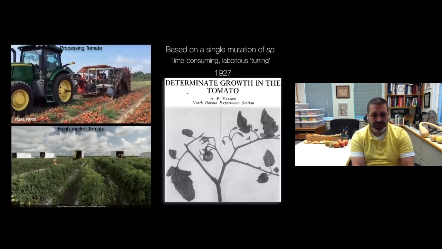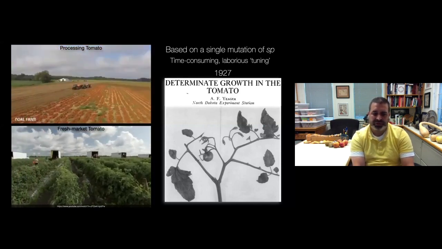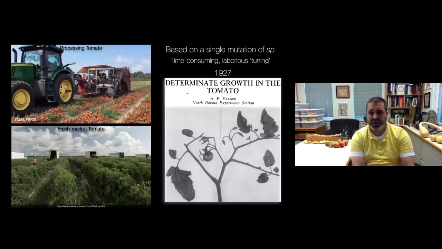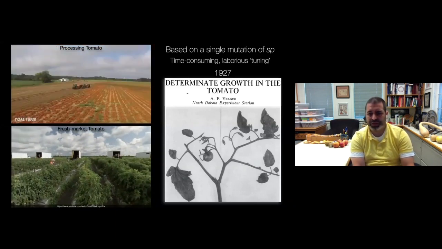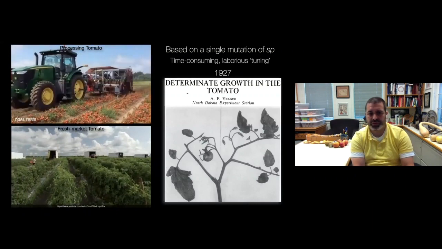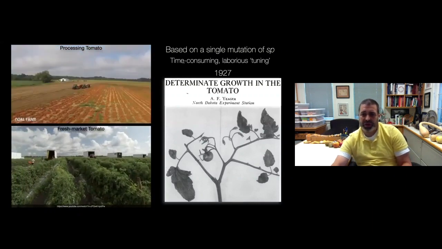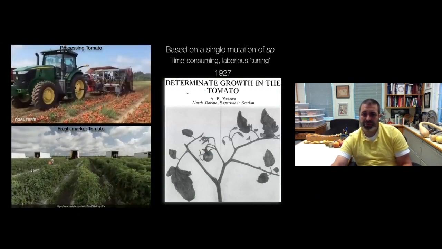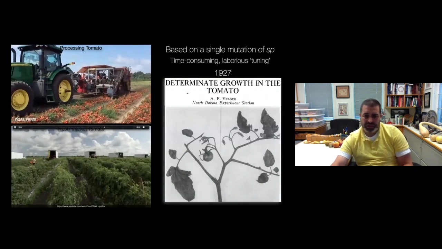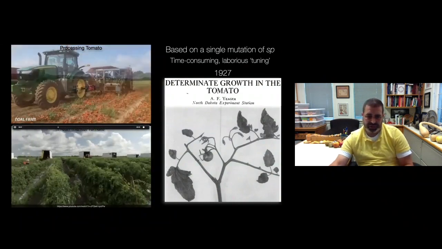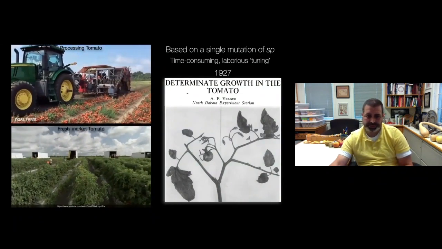And the key point here is that both of these varieties that are grown, in fact, all the varieties that are grown for these two types of tomatoes, carry the self-pruning mutation, but they look quite different in terms of their overall determinate architecture. And this is because over time, there was a requirement of very time-consuming, laborious tuning to modify quantitatively the architectures and the yields to suit the particular agronomic needs.